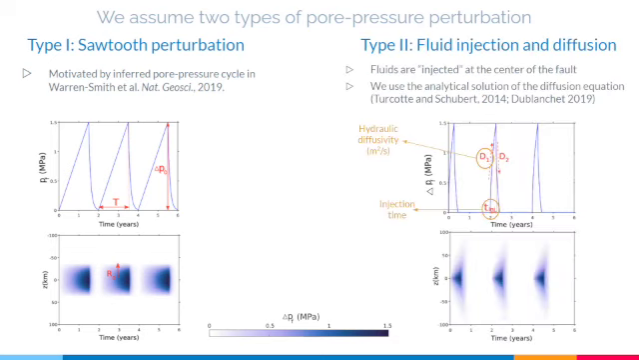The second perturbation we model as driven by fluid diffusion. So fluids are, so to say, injected at the center of the fault and they diffuse radially from the injection point. And to model this diffusion, we use the analytical solution of the diffusion equation. Important parameters to consider here are the hydraulic diffusivity D and the injection time, which is the time that the fluid will be flowing into the fault.